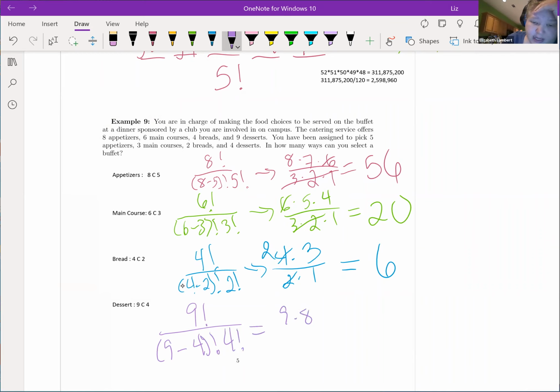So 9 times 8 times 7 times 6. 5 factorial would cancel with the 5 factorial. And then the bottom 4 times 3 times 2 times 1. And as I said, it will always cancel. So 9 times 7 times 2. 9 times 7 is 63. And then times 2 is 126. So yes, there are more ways to pick the desserts than there are to pick the appetizers. I think that more has to do with the out of 9 and out of 8.